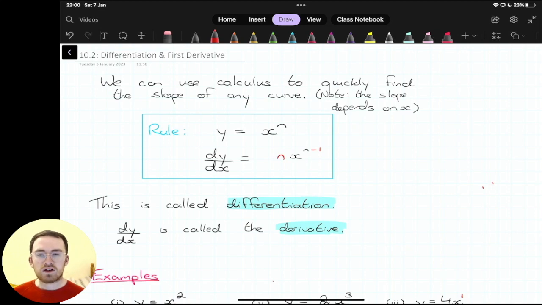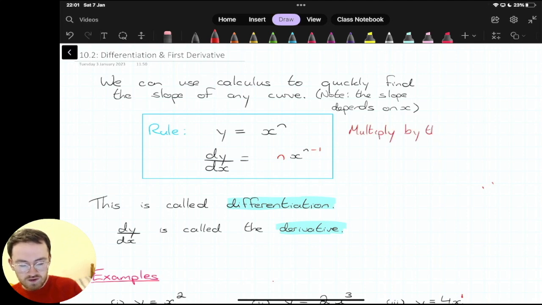And our rule here is that if y is equal to x to the power of n, then dy dx is equal to nx to the power of n minus 1. And if we were to summarize this for ourselves, our rule is that we multiply by the power and then reduce the power by 1. Okay, so we're multiplying by the power and then reducing the power by 1.